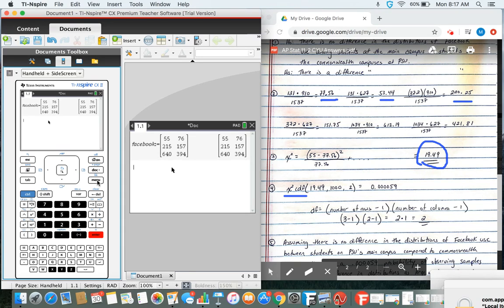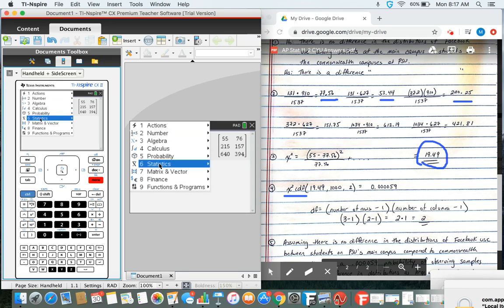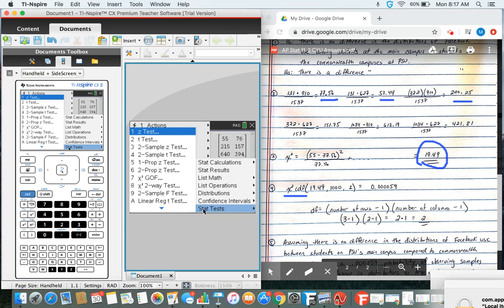What's going to come next is we're going to run our chi-square test. We're going to hit Menu, Statistics, Stat Test. This is not a goodness of fit. This is a two-way test. We have a two-way table, so chi-squared two-way test.